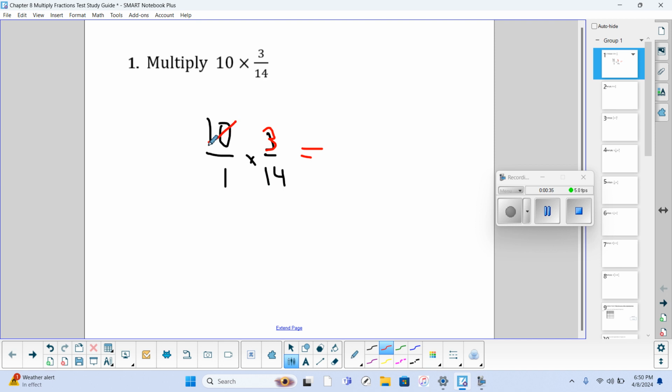So 2 goes into 10 5 times, 2 goes into 14 7 times, and now there's nothing else I can simplify, so if I multiply across, I get 15 over 7. Well, how many times does 7 go into 15? That would be twice. That's 14, with a remainder of 1 over 7. 2 and 1/7 is the answer.